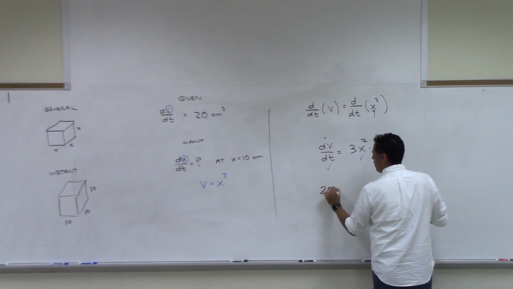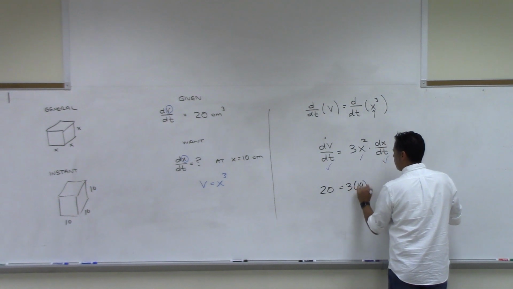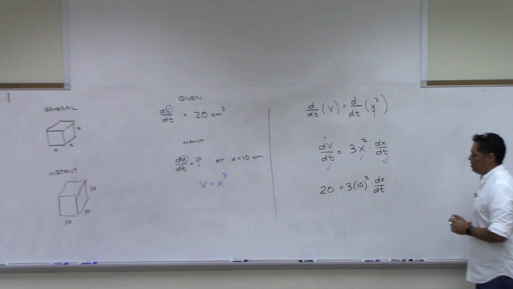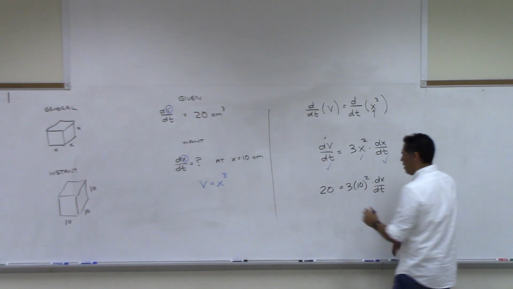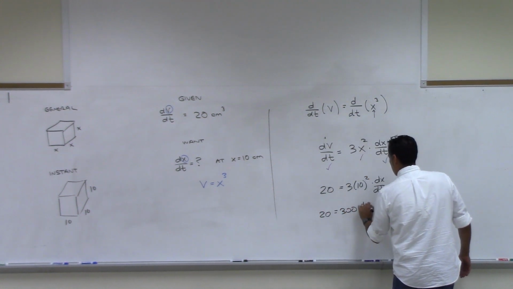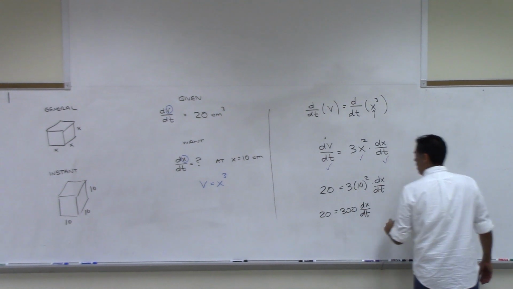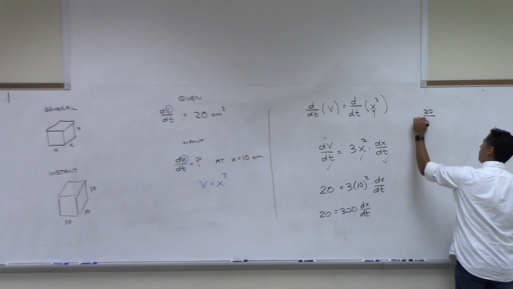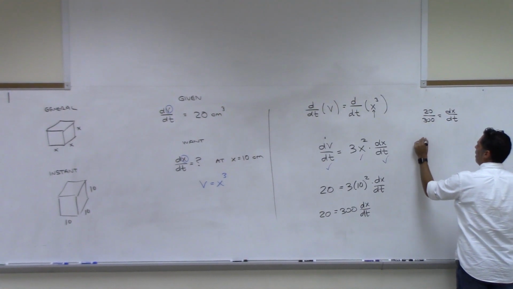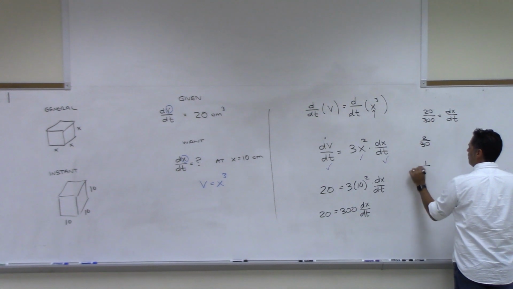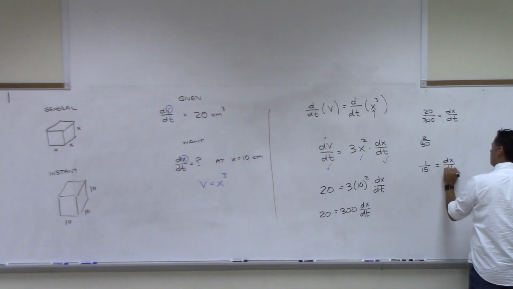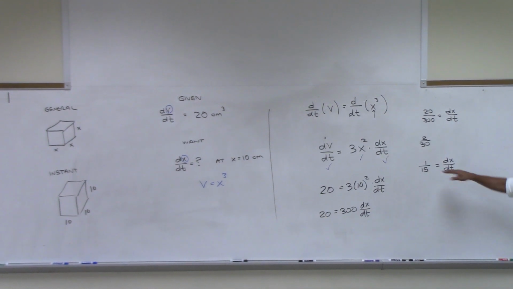This is 20 equals 3 times 10 squared times dx/dt. So the right-hand side, this number here is 300. So I would go 20 equals 300 dx/dt. And then divide both sides by 300. And that's 2 over 30, which is 1 over 15, is equal to dx/dt. Just reducing, right? You could give me a decimal, that's fine.